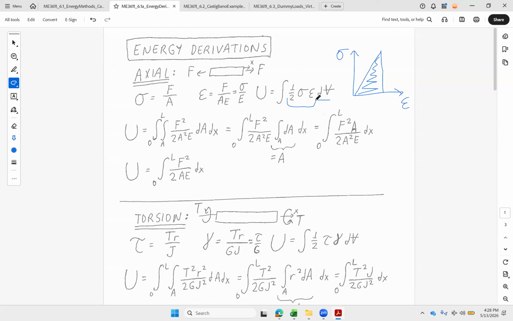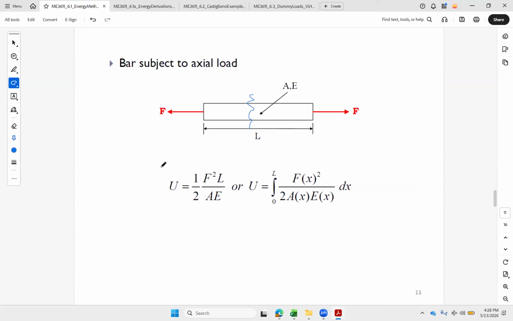None of this stuff in here changes with the area, so we can bring it out, and the integral of dA is just area. Notice one area comes up and cancels one of the areas on the bottom. And lastly, we've got the dx. None of this stuff changes along the length either, so that can all come outside. For a constant force, area, and modulus, we get a half F squared L over AE. So if everything's a constant, it comes right out like this.